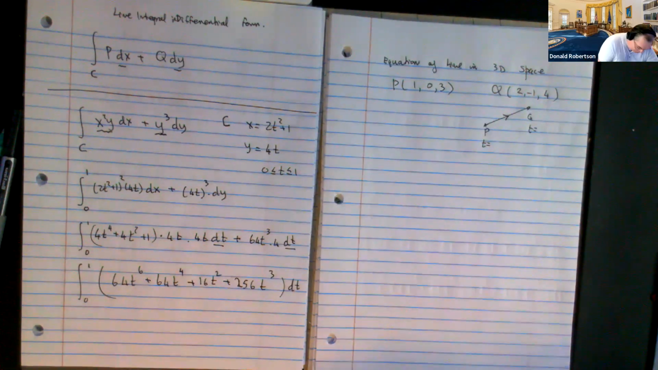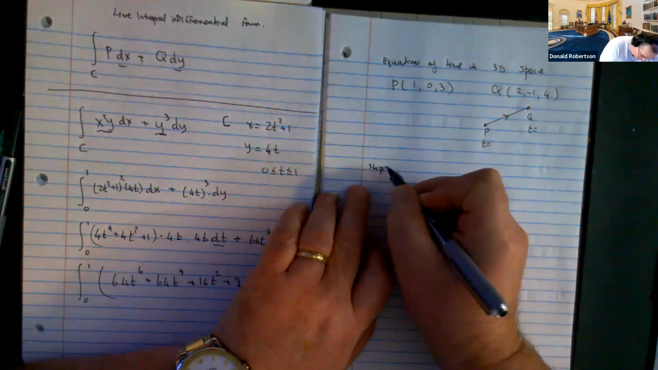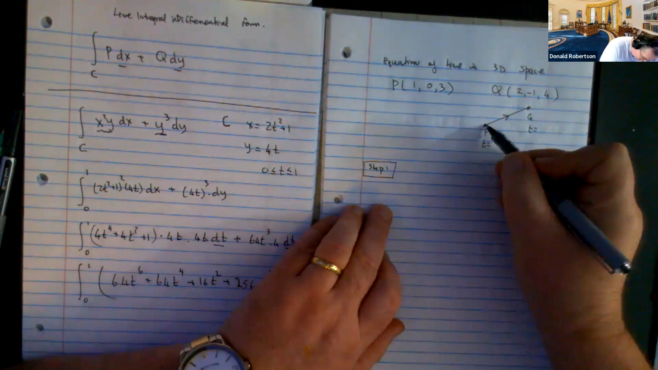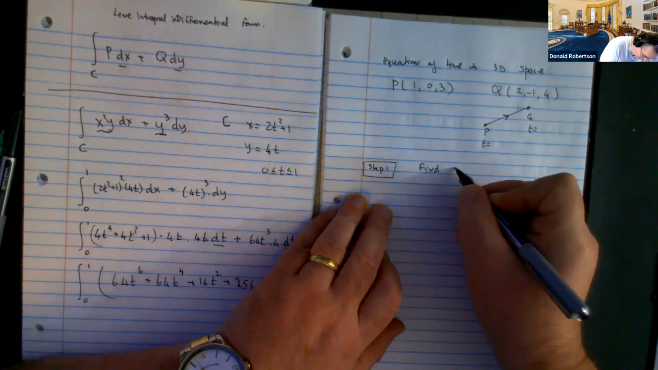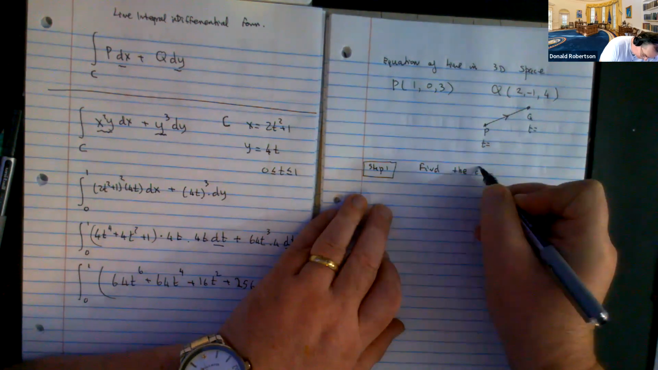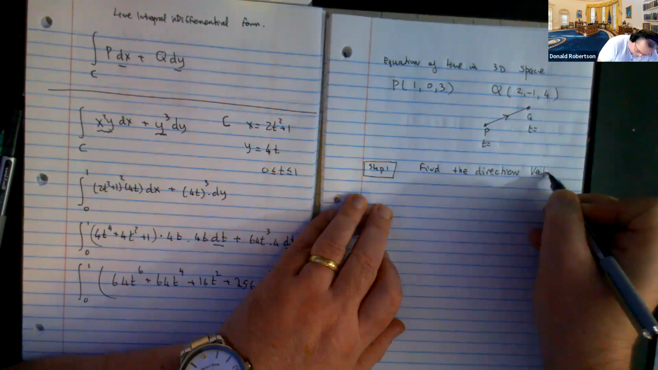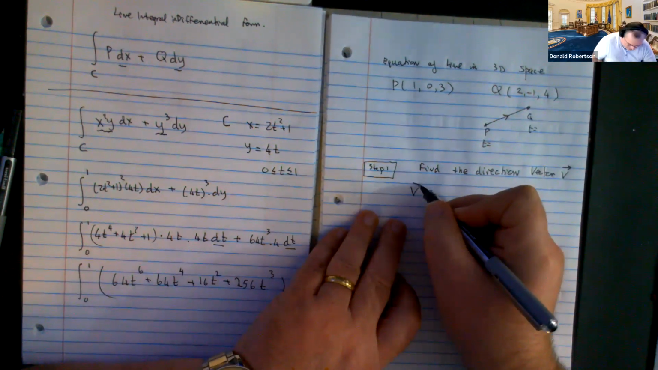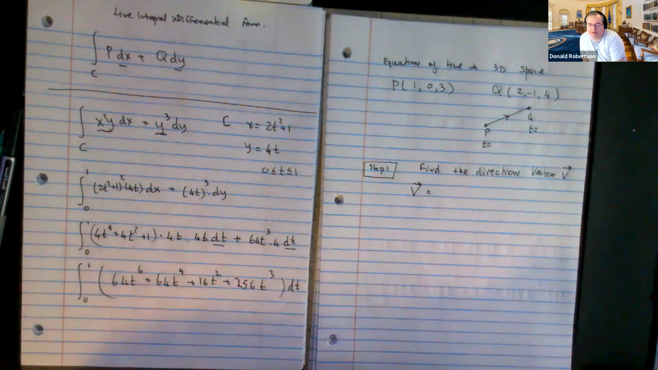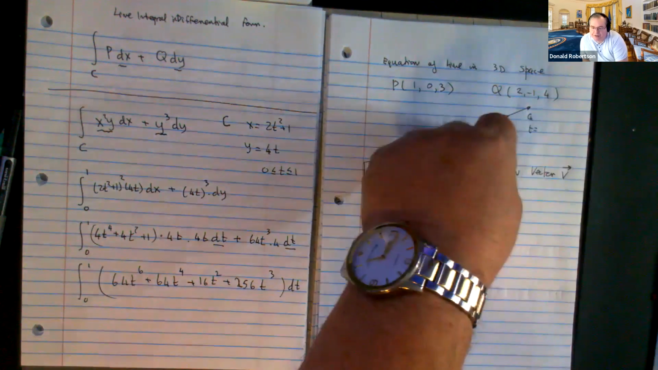Okay. Step 1 to finding the equation of this piece of the line is you find what's called the direction vector. And I like to call that guy v. What is the direction vector of this particular line segment? How do you find the direction vector?